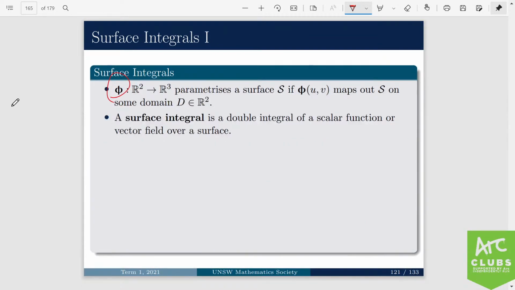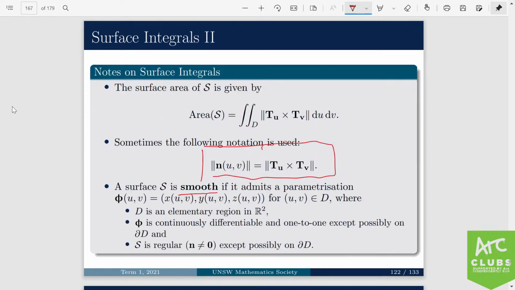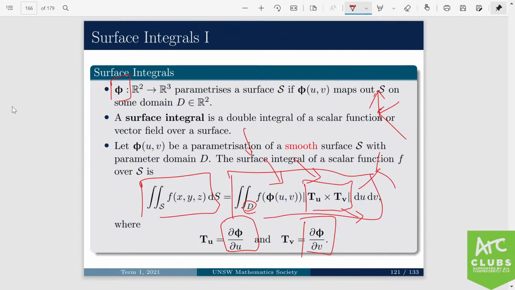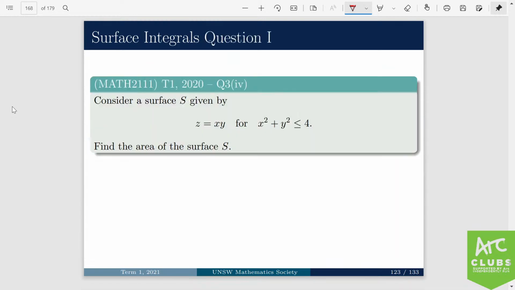Also note, like with line integrals, surface integrals can be applied to both scalar functions and vector fields. Here we start with a scalar function, but we can also do vector fields, as I'll show later. Although I think they don't usually ask too many questions on it because it's a lot of work and it's really all the same.